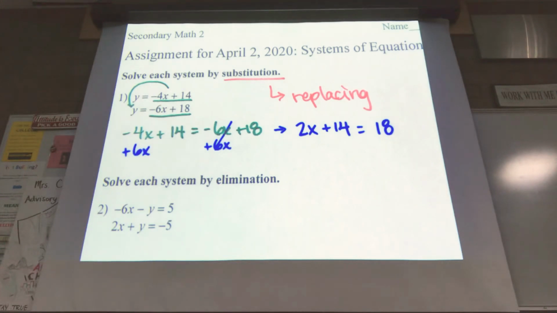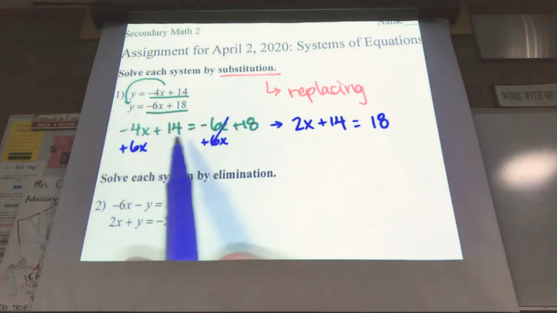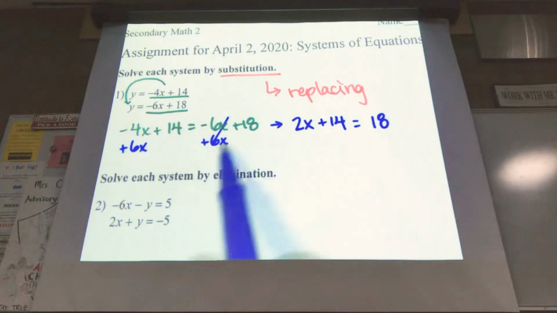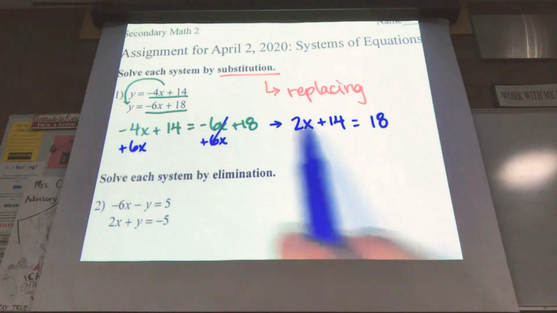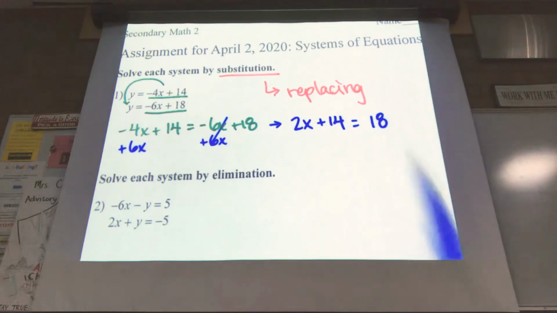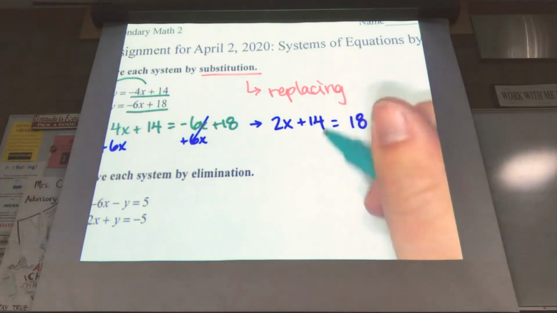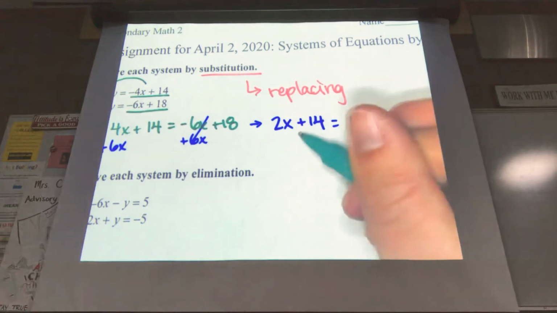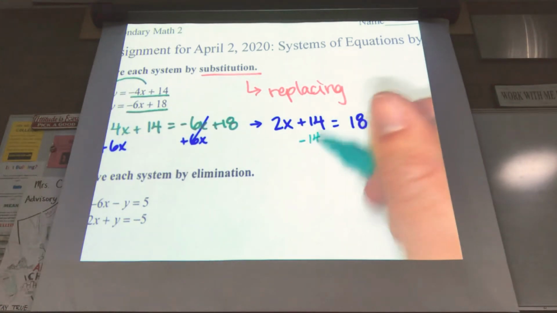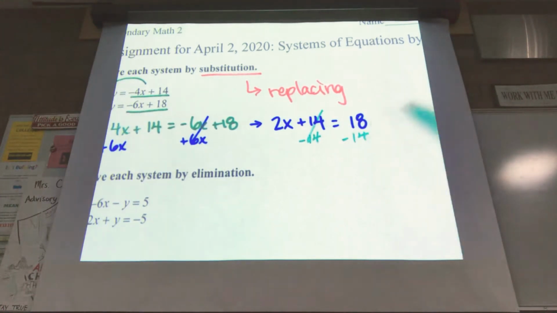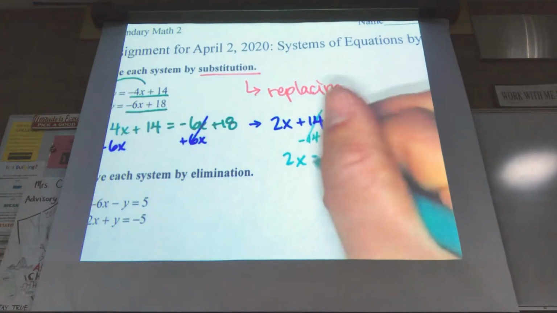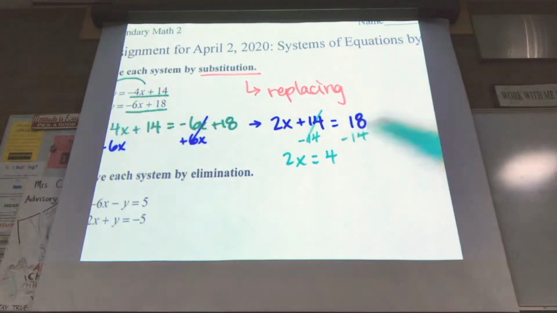Okay, so we know that 14 was left over there. All we did was combine the 6x with the 4x so that all of our x's are on one side. Now I can finish solving for x. So I'm going to keep moving over here. The first thing I need to get rid of is this plus 14 because it's farthest away. I subtract 14 on both sides. So I get 2x left over here equals 4.